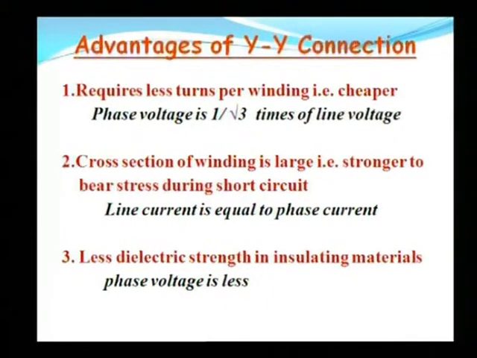The second one is that the cross section of the winding is very large. It means it is stronger and can bear more stress during a short circuit, because the cross-sectional area of the winding is very large. The third one is less dielectric strength required in the insulating material, because the phase voltage is very much less than the line voltage. The dielectric material, meaning the insulating material required to make the Y to Y connection, is very little.